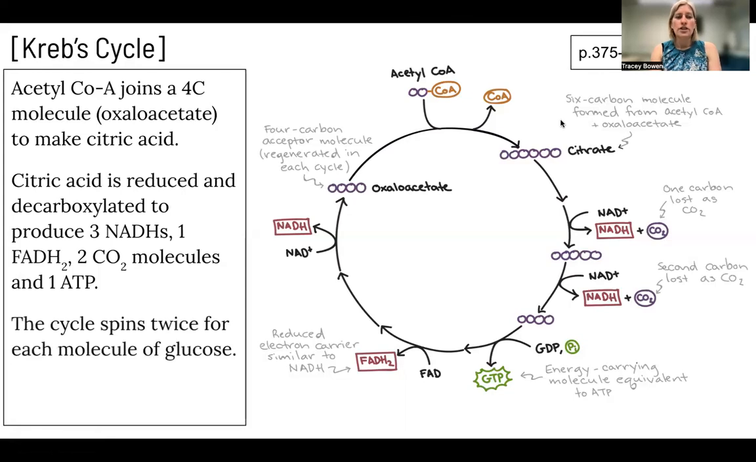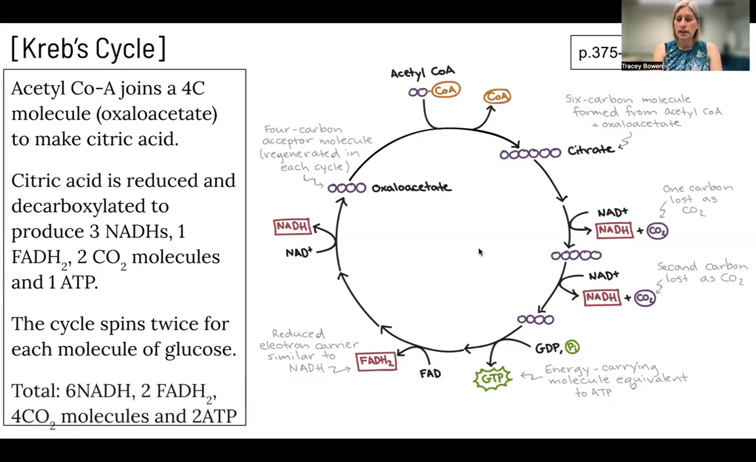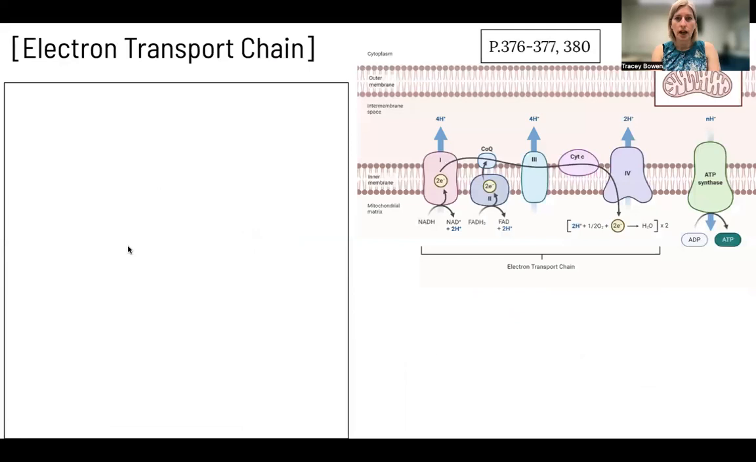So for each molecule of glucose, remember each molecule of glucose makes 2 pyruvates, and as a result, this will spin 2 times. So in total, we will have 6 NADHs formed, 2 FADHs, 4 carbon dioxide molecules, and 2 ATPs. So that's the Krebs cycle. And then we are going to look at the electron transport chain.